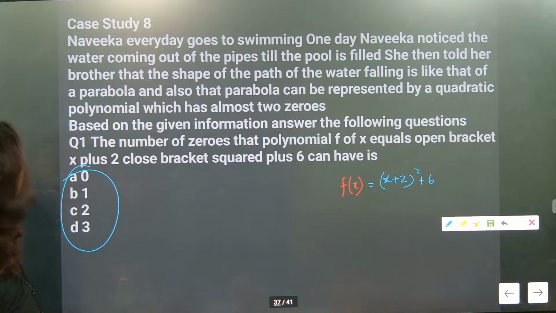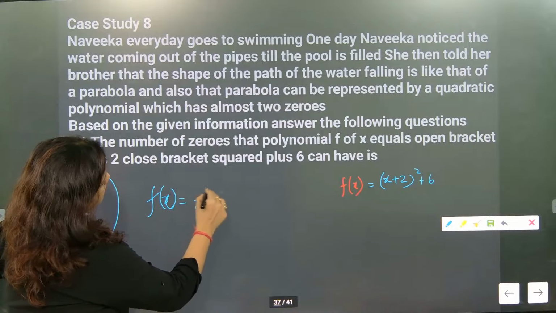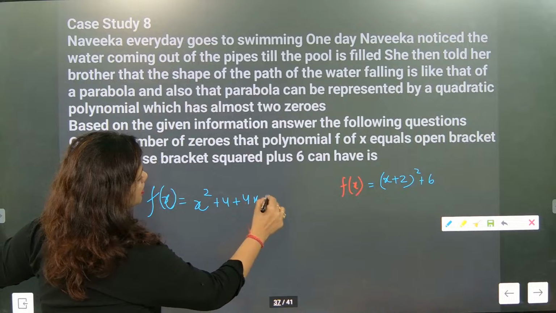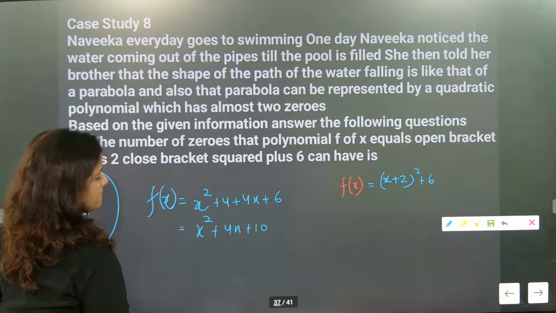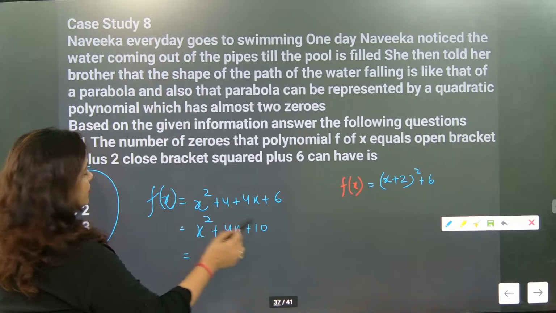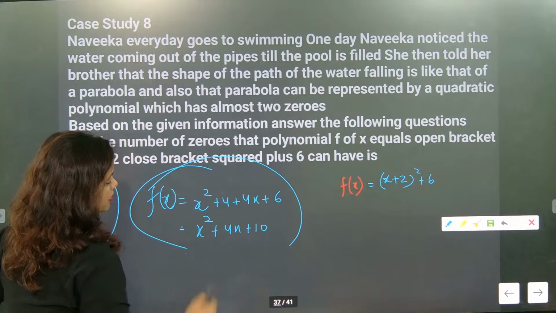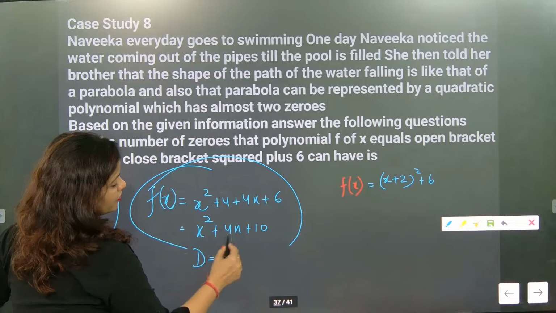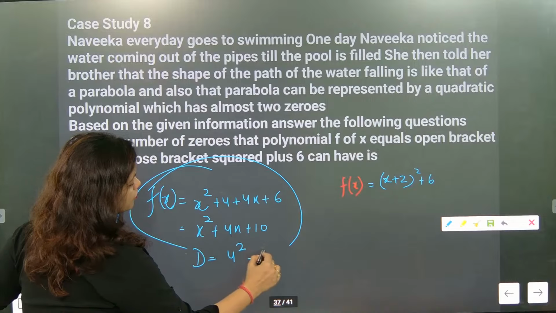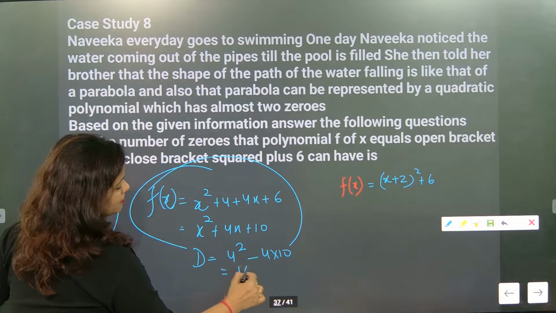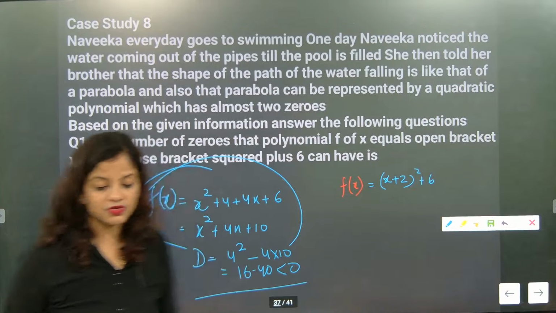Answer is 2. Let's check this one out. So f of x is equal to x square plus 1 plus 2x plus 6. So it is coming as x square plus 4x plus 10. Hmm? How many zeros will be there? Boss, check this one out. When you write this, the discriminant will be b square minus 4ac, that is 16 minus 4 into 10. So 16 minus 40 is less than 0, so it will go negative.